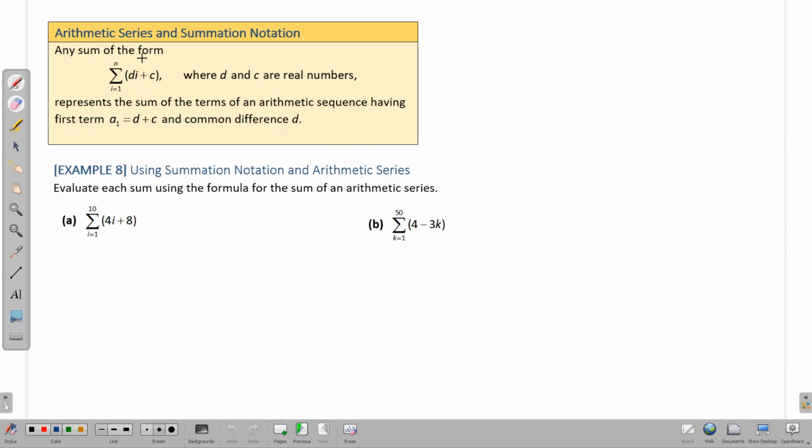So what I'm getting at is anytime you have a sum that is in this form, where it's a number times the index plus another number, right? Anytime it looks like that. So for example, if it's like 7i minus 35, where i equals 1 up to, it doesn't matter, 100. This has that structure. That automatically tells us that this is an arithmetic series.